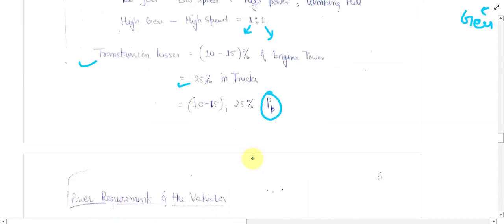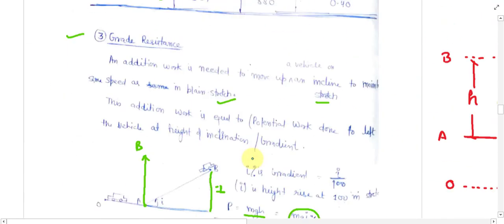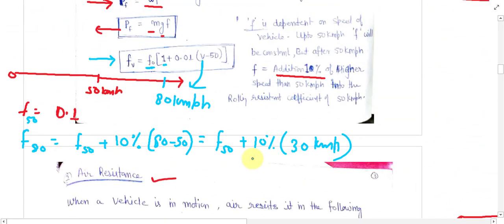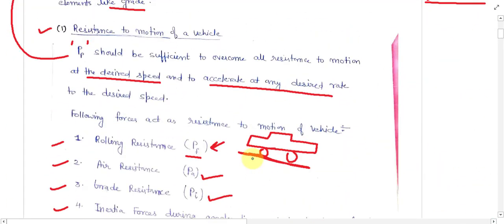So this is all about today's lecture. In this lecture, we only discussed the resistance to motion of a vehicle.